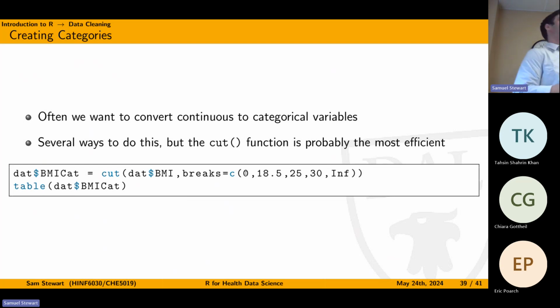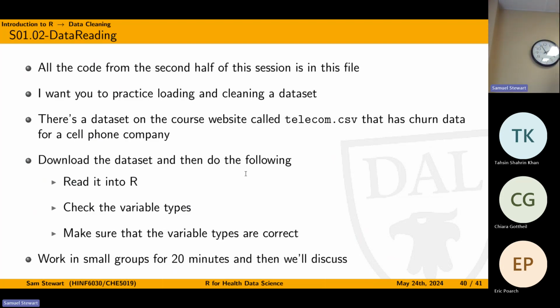We'll just skip over the cut function. Cut is if you want to convert a numeric variable into categories, and you can kind of intuit how it works there. Because I want to get onto the script for this section.